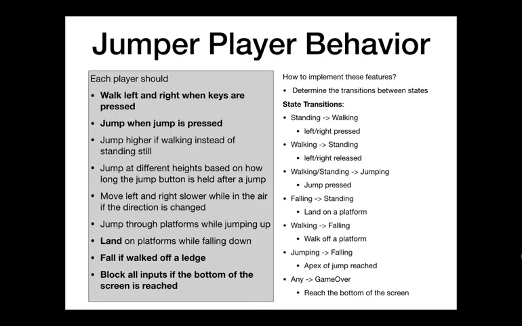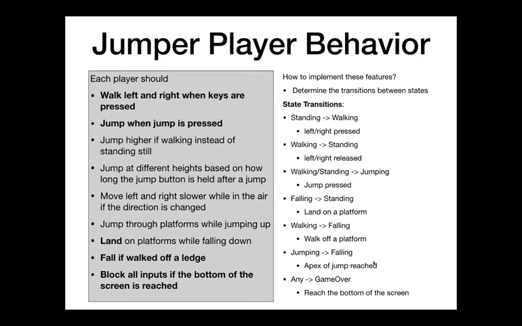And finally, the state transitions. What triggers a state transition in this class? Well, if I'm standing and left or right is pressed, I'm going to transition to the walking state. If I'm walking and I release left or right, transition to standing. If I'm either walking or standing and I jump, I'm going to be jumping. If I'm falling and land on a platform, I'll end up in the standing state. If I'm walking and walk off a platform, importantly, I'm going to transition to the falling state.